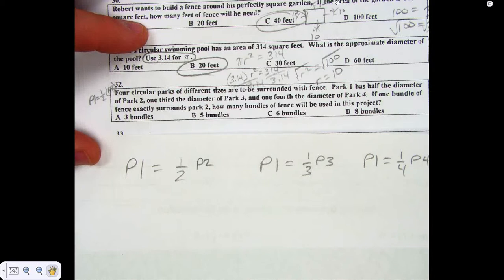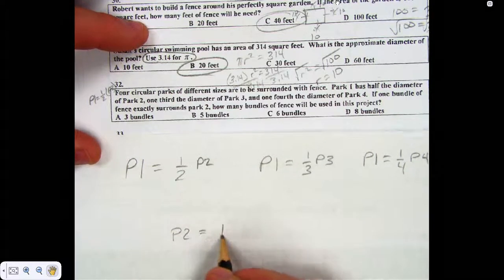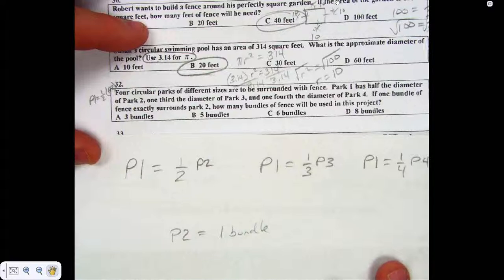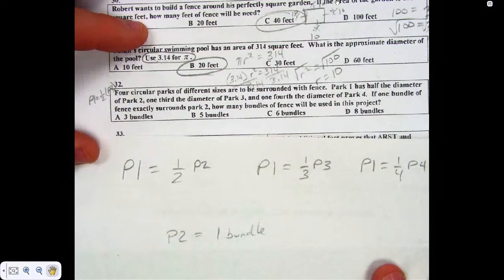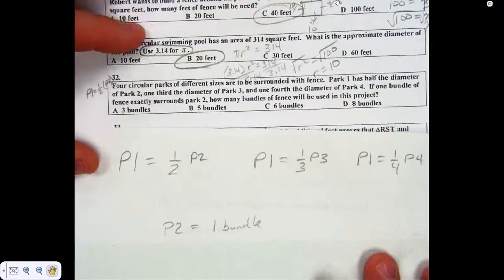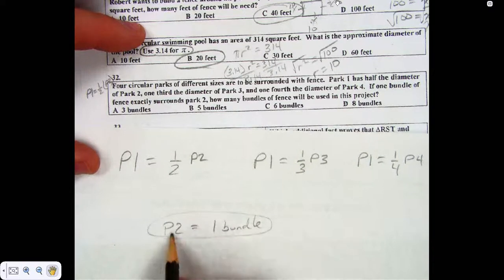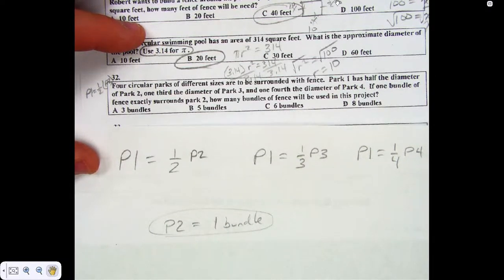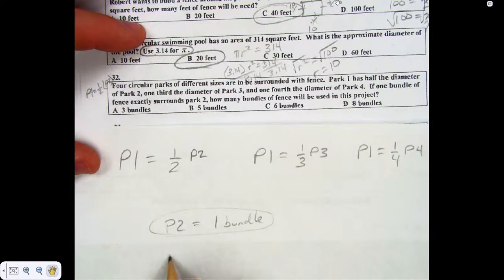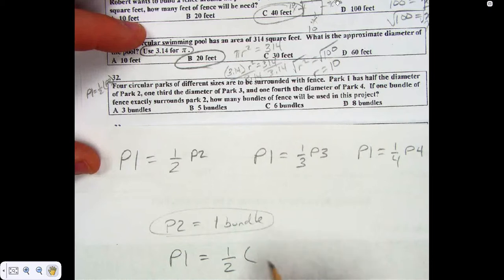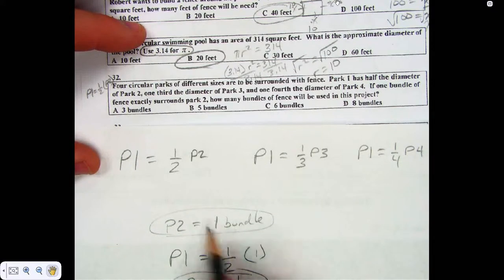If one bundle of fence exactly surrounds Park 2, P2 equals one bundle. Okay? How many bundles of fence will be used in this project? Okay. So basically, I know that P2 equals what? 1. Everybody agree? How does that help me find another one? Well, we know P1 is equal to what? 1/2 of whatever P2 is. P2 is what? 1. So P1 is equal to what? 1/2. Everyone agree? Yes. So I found 2 of them now.